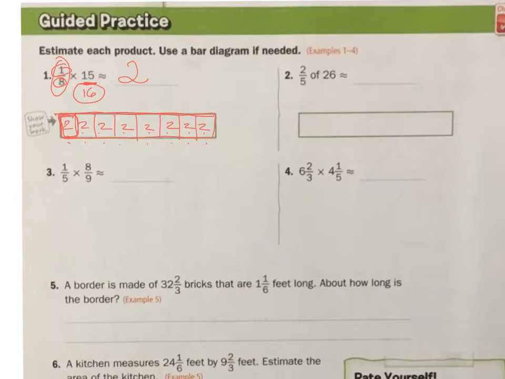Now, let's look over here. 2/5 of 26. So I need 2 of 5 parts. Here's my whole. So I'm going to go 1, 2, 3. Now, those aren't even, but that's the best I could do right now. So I have 5 parts, and I've got to find a number close to 26 that goes evenly into each square. 26 doesn't go evenly into 5, but 25 would. So I'm going to make this 25 because I know that 5, 5, 5, 5, 5. Add all those up, I get 25.